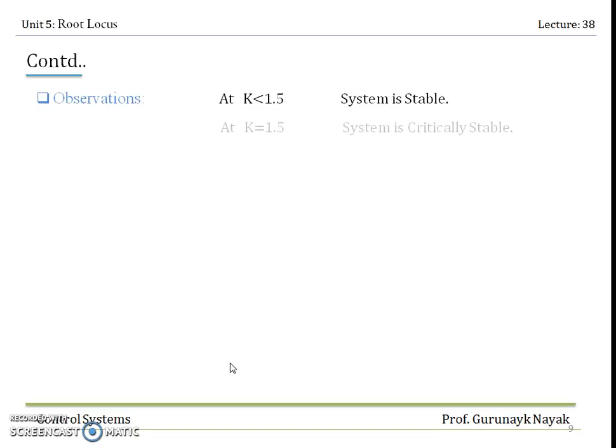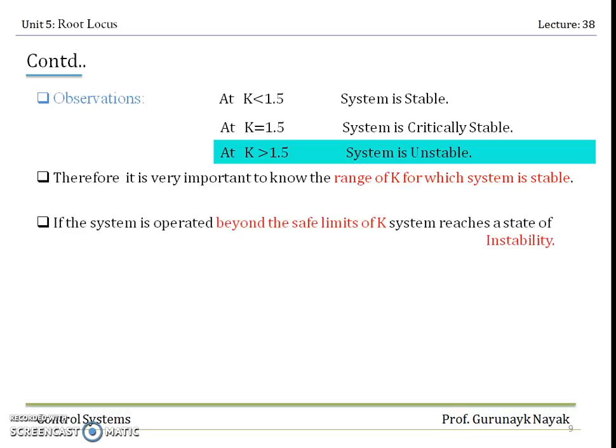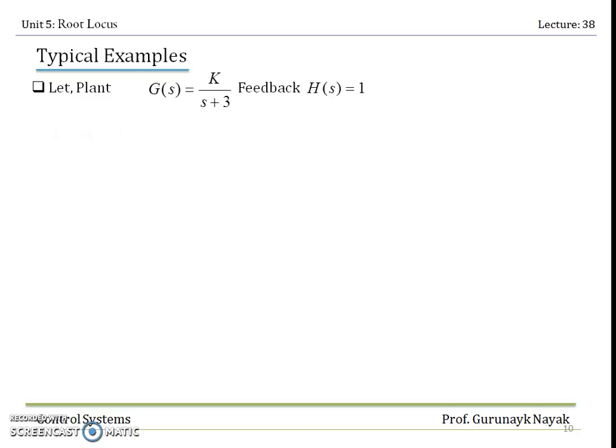What we observe from the previous case is that for k less than 1.5, the system is stable. At k equal to 1.5, the system is critically stable because the root lies on the imaginary axis. And when k is greater than 1.5, the characteristic root moves to the right half of the s plane. Therefore, the system is unstable. So it is very important to know the range of k for which the system is stable, and if the system is operated beyond the safe limits of k, it reaches the state of instability. And one more key point: the root locus always starts from the pole and ends at the zero.